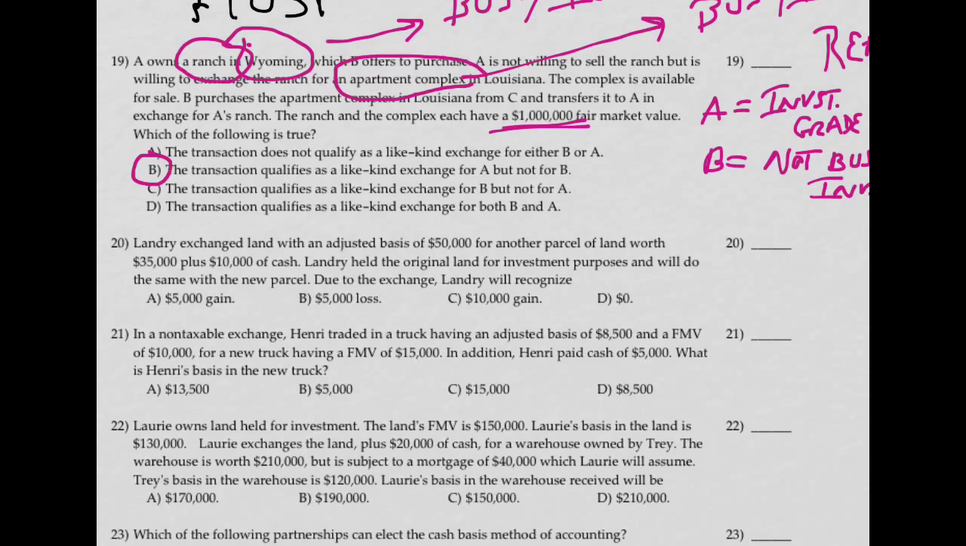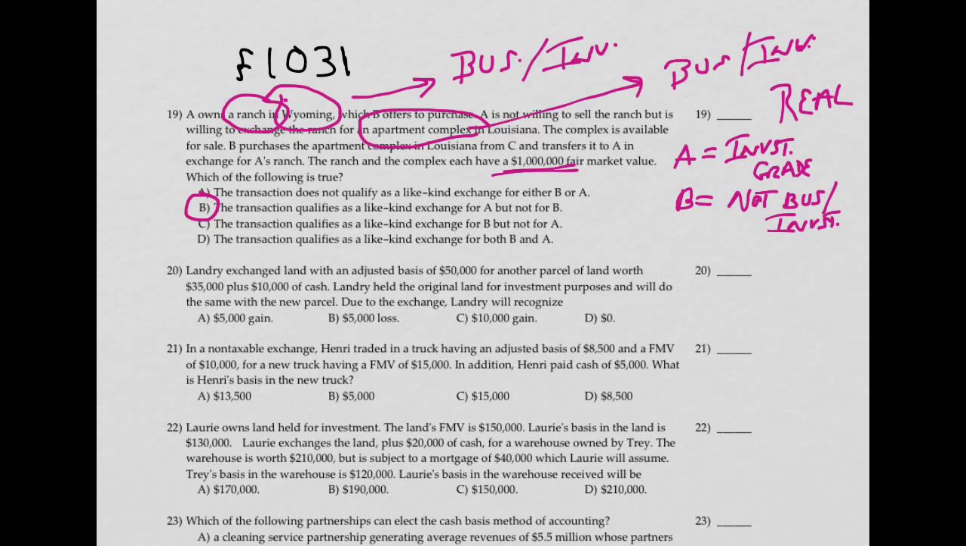The answer is going to be B, because since the property was not in the hands of B long enough to be considered business or investment property, it's not a like-kind exchange from B's standpoint, but it is from A. So this problem was to teach you about A versus B. A did hold the property for business or investment use. This is real property. B held it for just a transaction. That's not considered holding it for business or investment use.